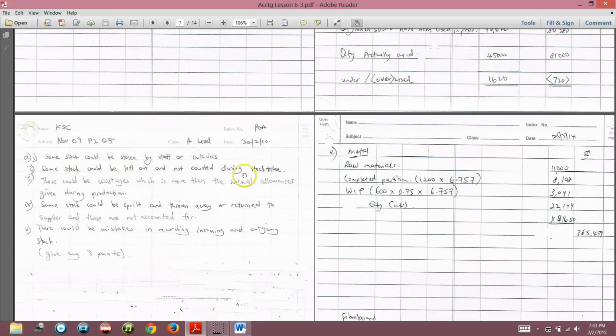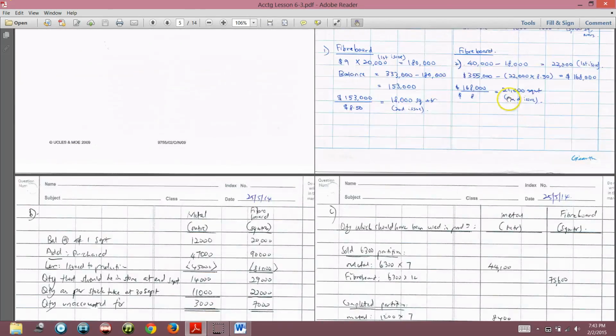Then some stock could be left out and not calculated during stock take. Yeah. And then some stock could be spoiled or thrown away or returned to supplier, and these are not accounted for. And then for each department, if there are mistakes, because the production department will record their incoming and outgoing stock, and then the store department also records their incoming and outgoing stock. So if there are mistakes in recording the incoming and outgoing stock, then there will be differences.